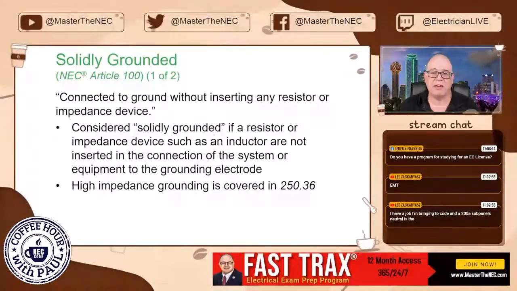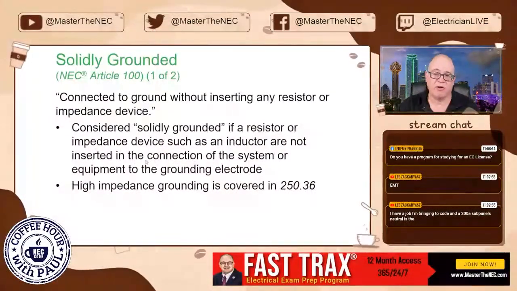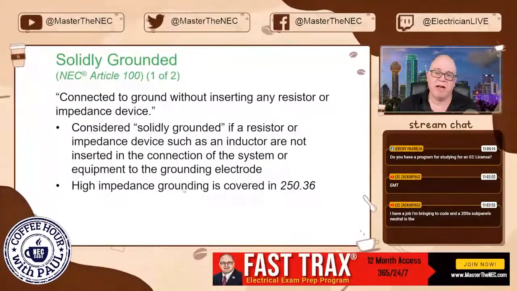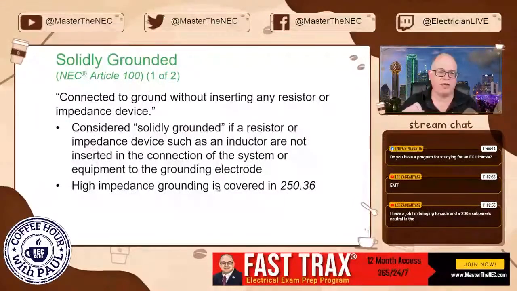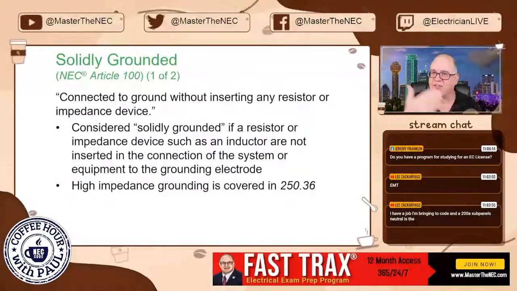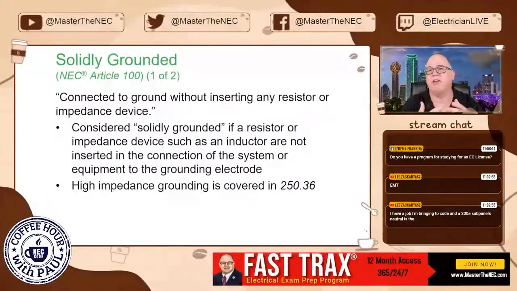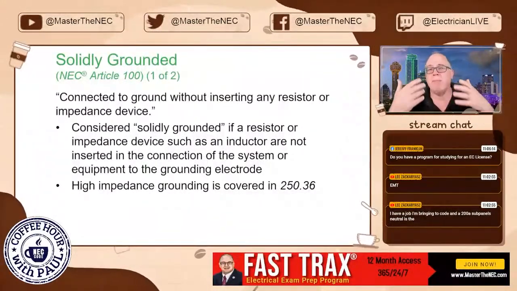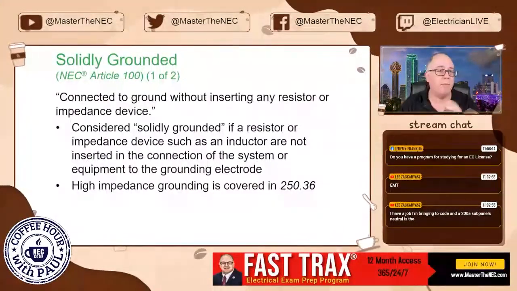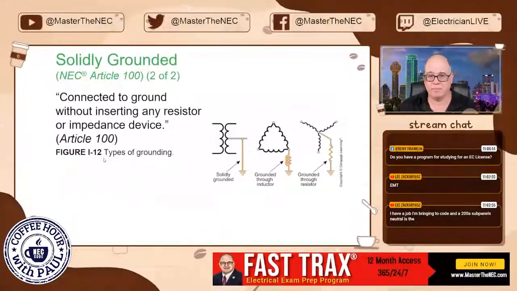It's considered solidly grounded if a resistor or impedance device such as an inductor is not inserted in that path. Makes sense? A high impedance grounded system is covered in 250.36 for those that are interested, and that would be where you put a resistor or an impedance device in there. So it's not solidly connected to earth, but it gives enough resistance that it mimics the connection to earth, and in some systems that's preferred. But for what most of us do, you are probably going to encounter a solidly grounded system.